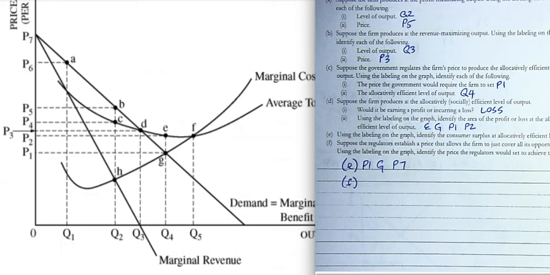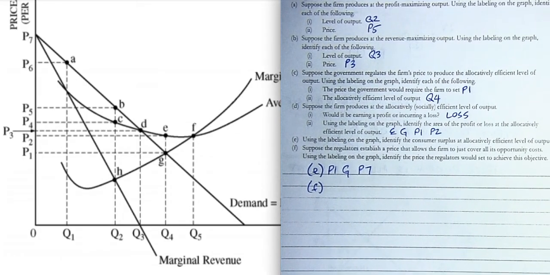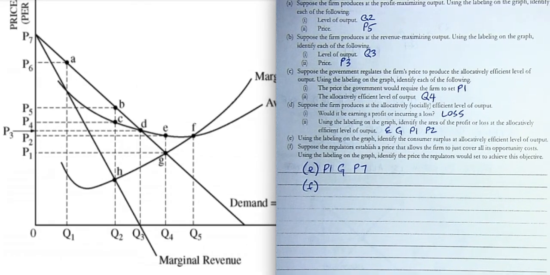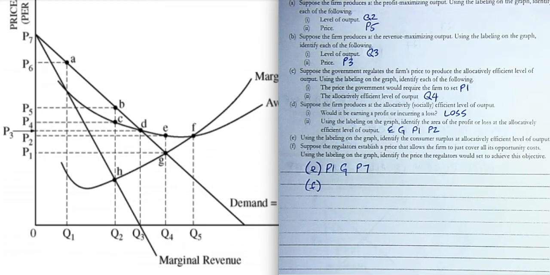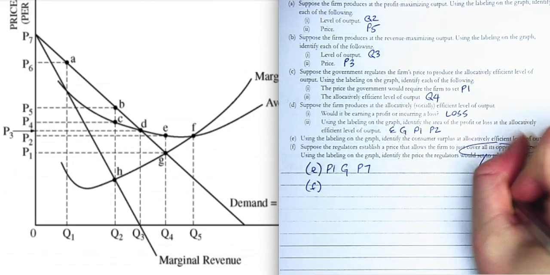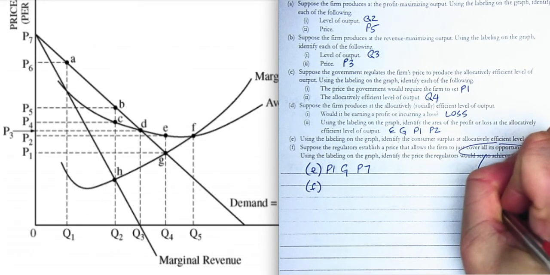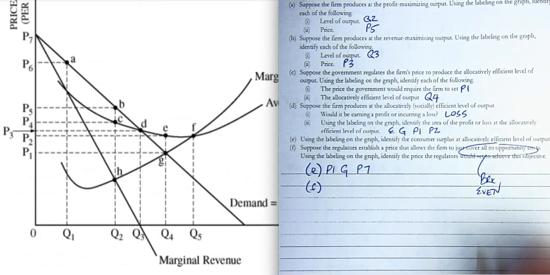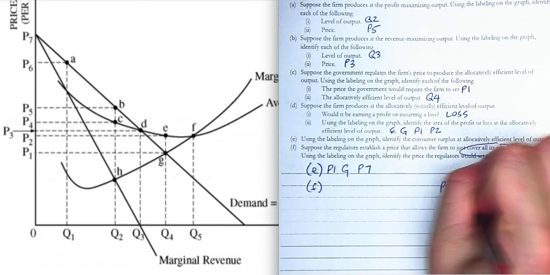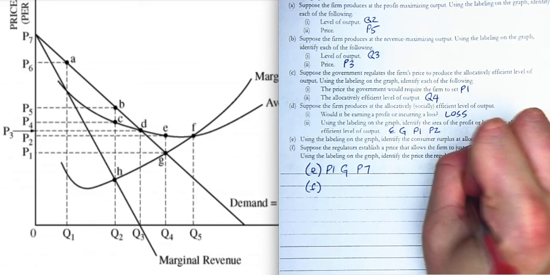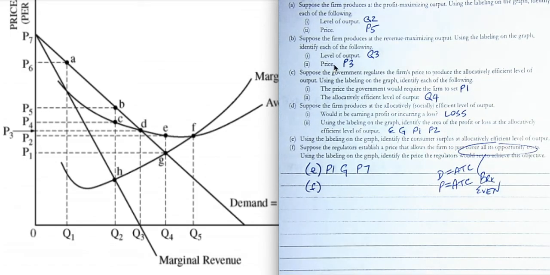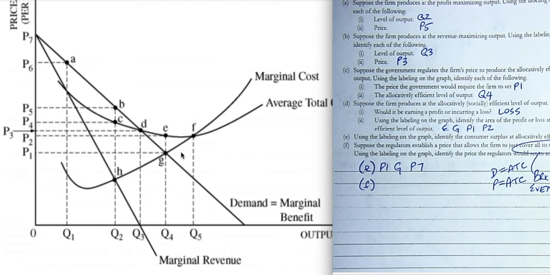Suppose they establish a price that allows the firm to cover all its opportunity costs. So that's saying that they break even. That just means break even. And that is where price equals ATC, or where demand equals the ATC. So demand equals the ATC up at point D, and that price is P3.